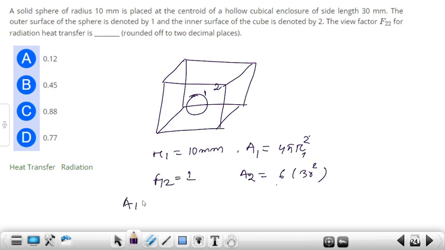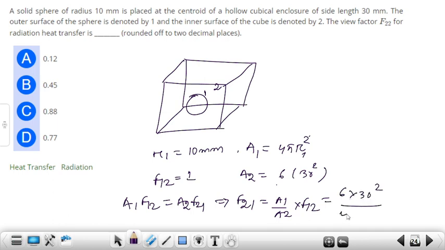So by reciprocity rule, A1 F12 is equal to A2 F21. So we have to find F21 is equal to A1 by A2 into F12. So A1 is given, 6 into 30 square divided by 4 pi into R1, 10 square, into F12 equal to 1. F21 is calculated from this, we get 0.2327.